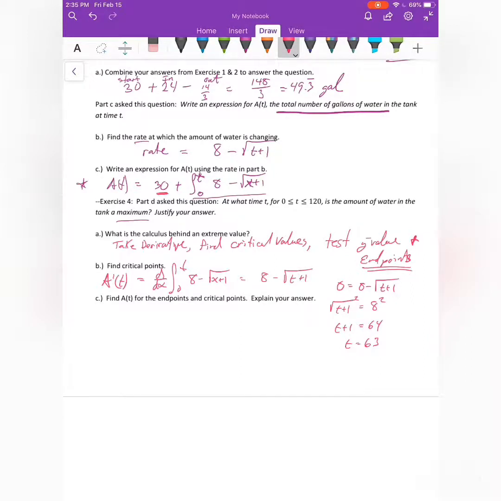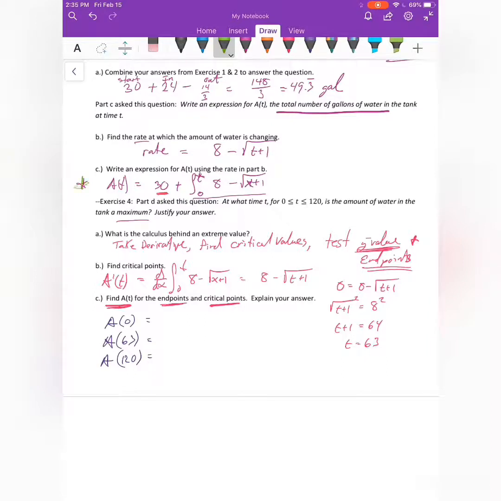So now the final step, which is basically how you do this, is you want to find the y value of the function at the endpoints and critical values. I call this the candidates test. So there are 3 candidates. Well, we started at time 0. We found a critical value in the middle at 63, and then our endpoint is 120 seconds. We need to find basically what the A value is at each one of those.